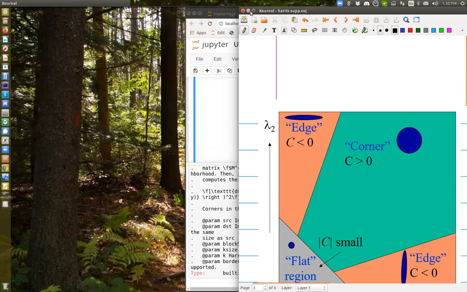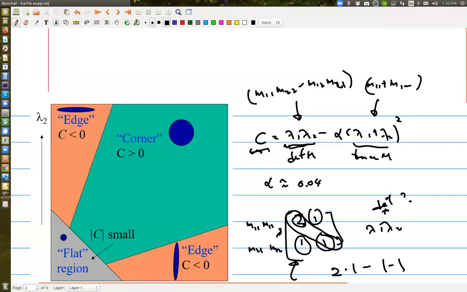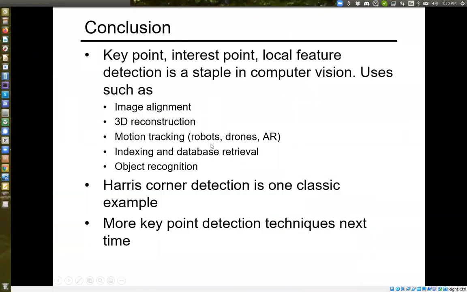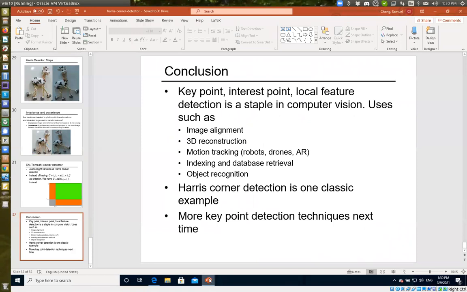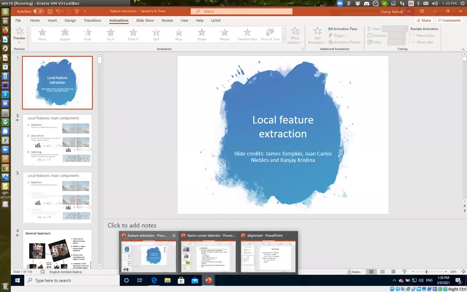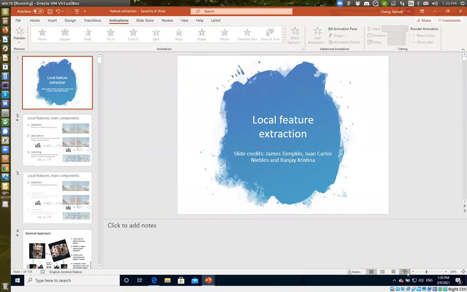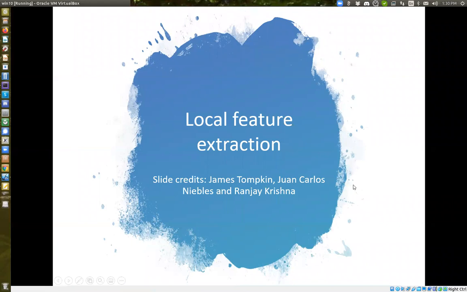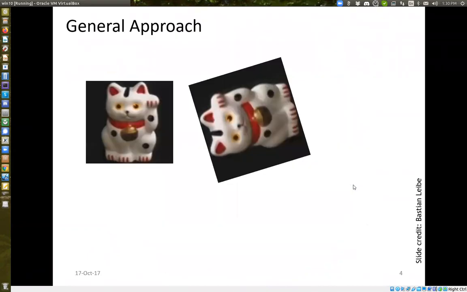So I guess we will just move on and talk about something related: local features. You can think of a corner as some kind of local feature as well. These local features are useful in, for example, what is probably a popular and killer application: feature matching.